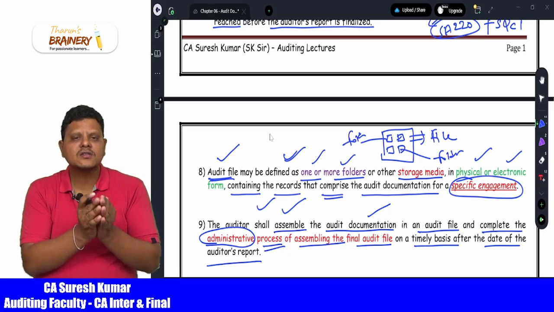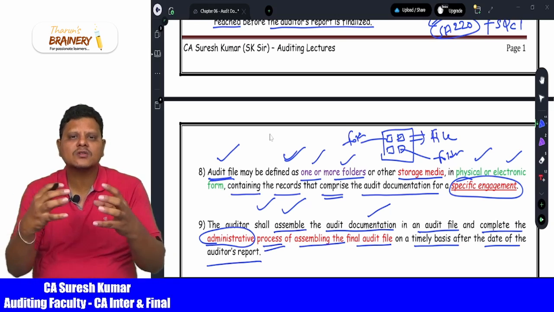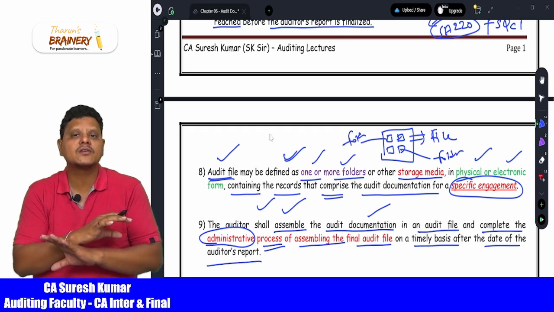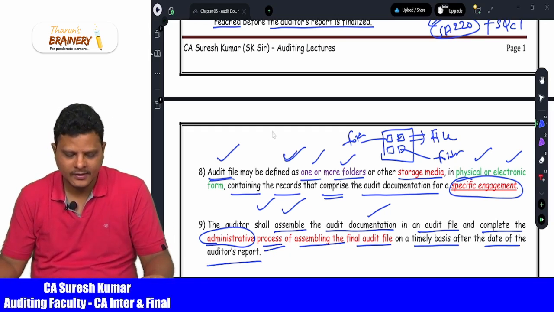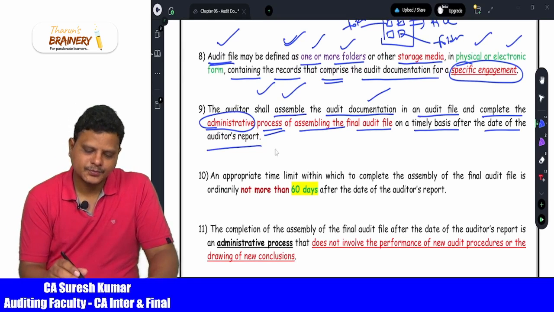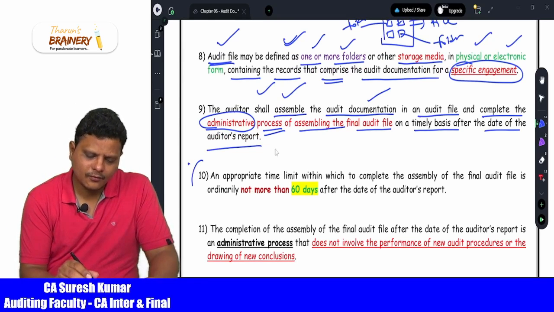Hence, during the course of the assembling process, there is not going to be any change to the audit report, because the audit report is already given by the auditor. Now that's what is given. Very important for examination.